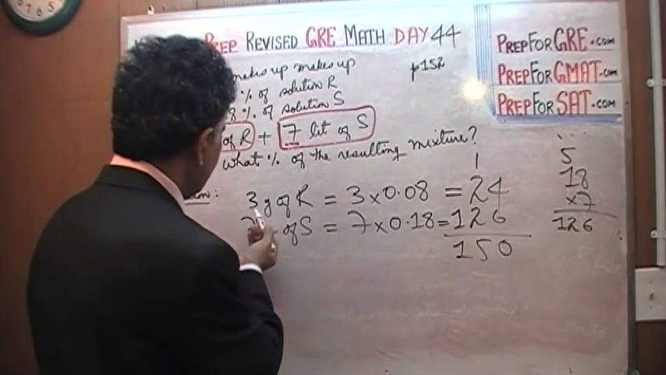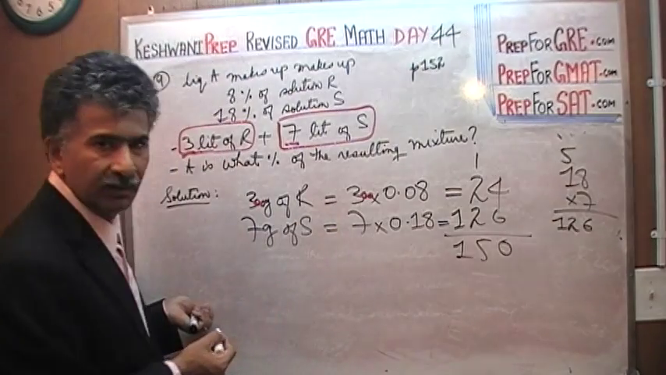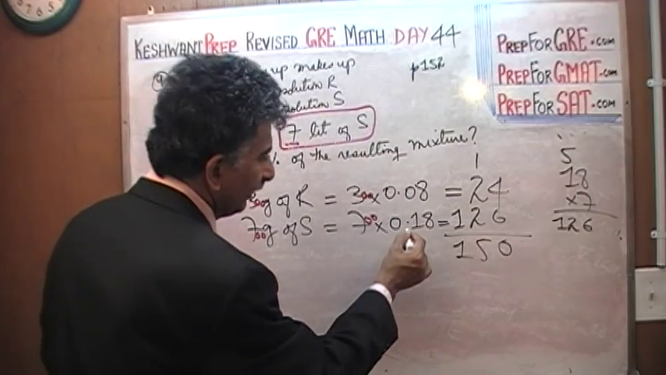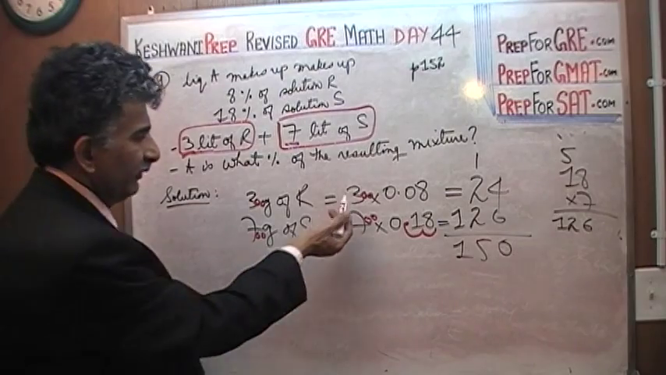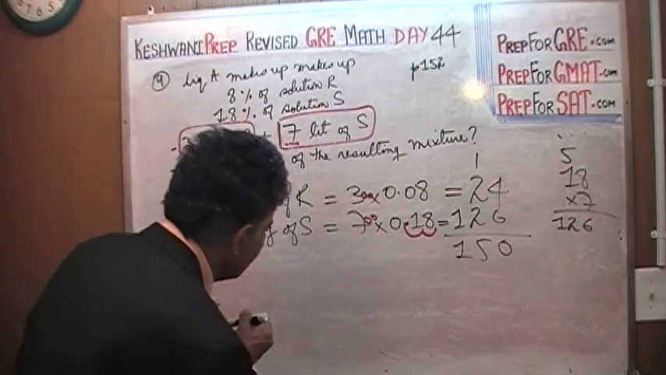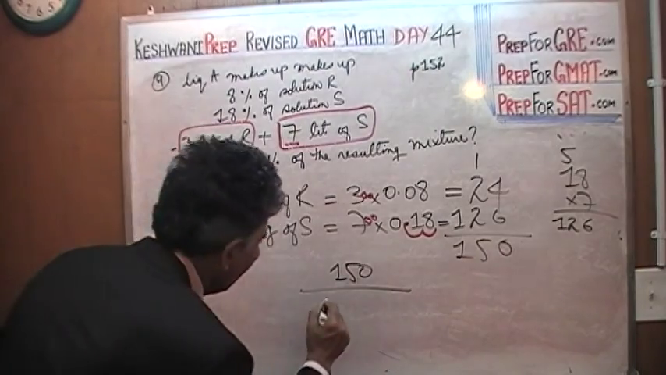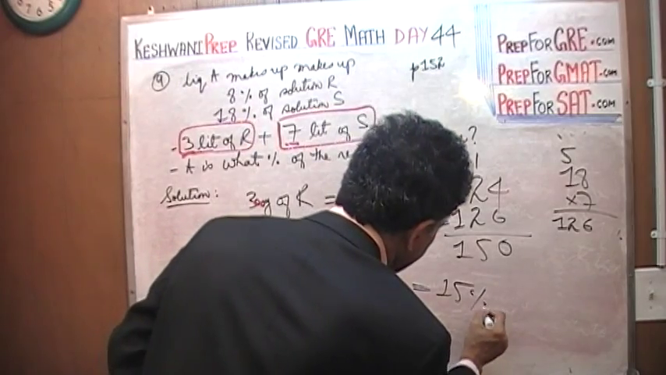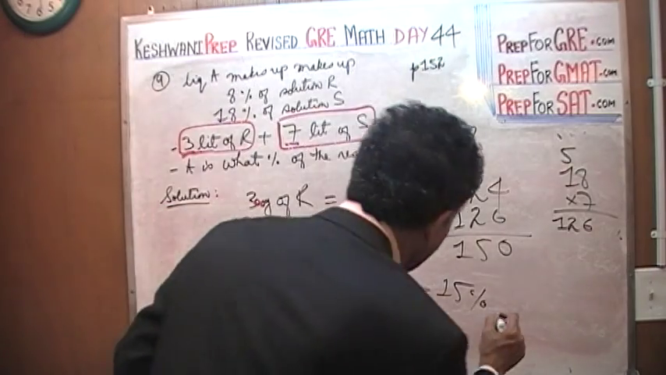So what I'm pretending is that we don't have 3 grams. What I'm pretending is we have 300 grams. We don't have 7 grams, I'm pretending we have 700 grams. So 700 times 18, then in that case we would have moved the 2 decimal places, you see? That's what I did. So if you have 300 grams and 700 grams, we have 1,000 grams, out of which 150 is liquid A. 150 out of 1,000 is 15 out of 100 is 15%. That was your answer, choice C.